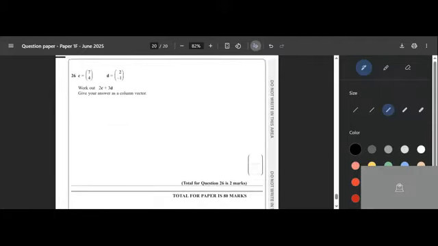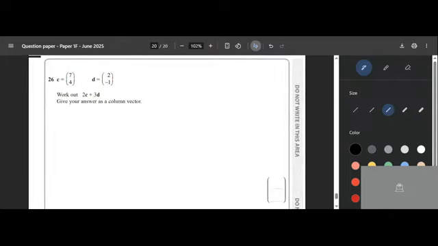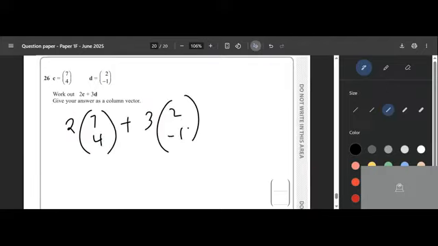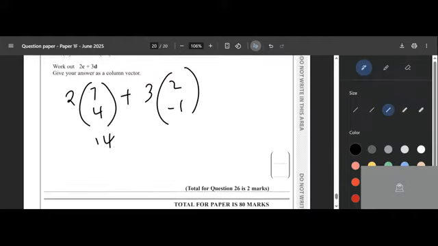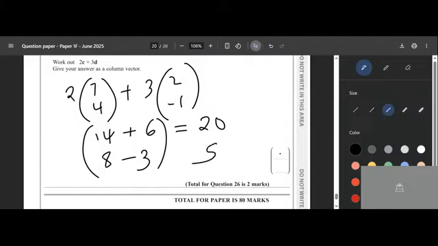So the last question, you are told to work out 2c plus 3d, where c is 7, 4 and d is negative 1 and so on. So 2 times 7, that is 14, and 2 times 4, it is 8. Plus this is 6, and this is negative 3. So we are going to have 20, and the other one you're going to have 5. Don't simplify. So we have 20 and 5.